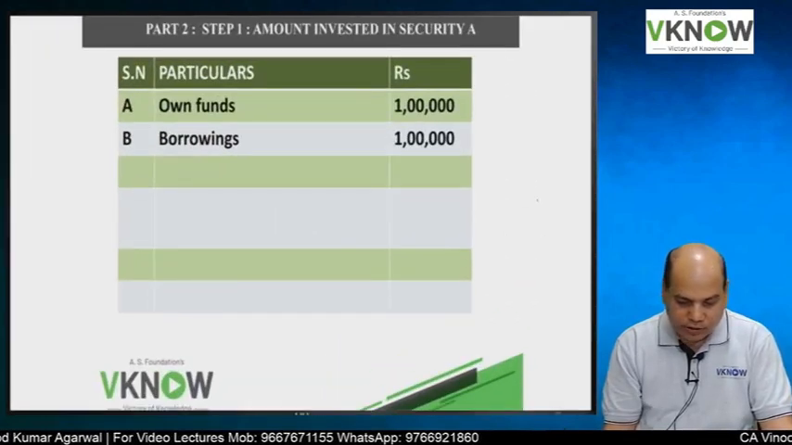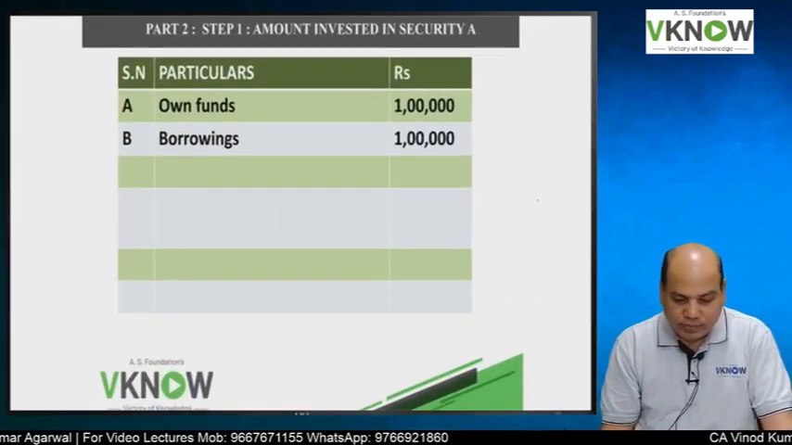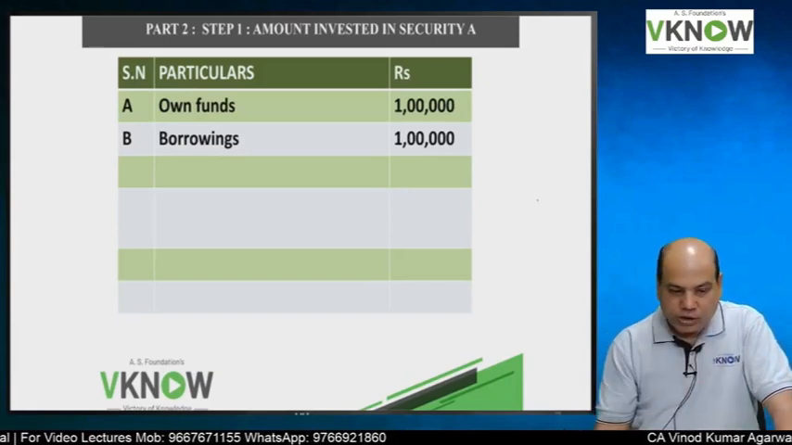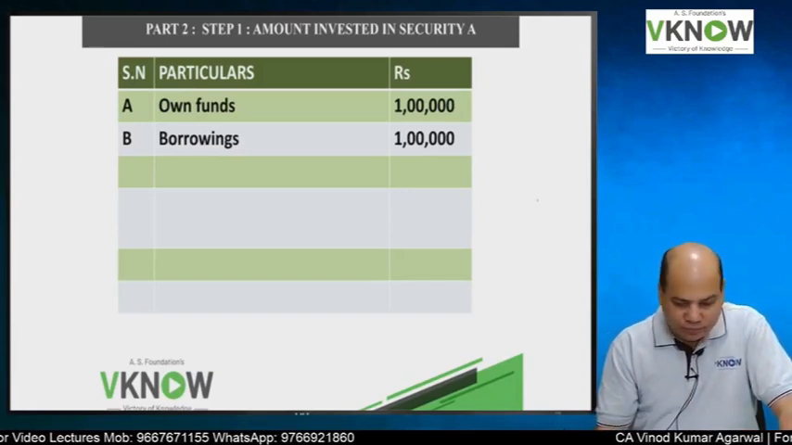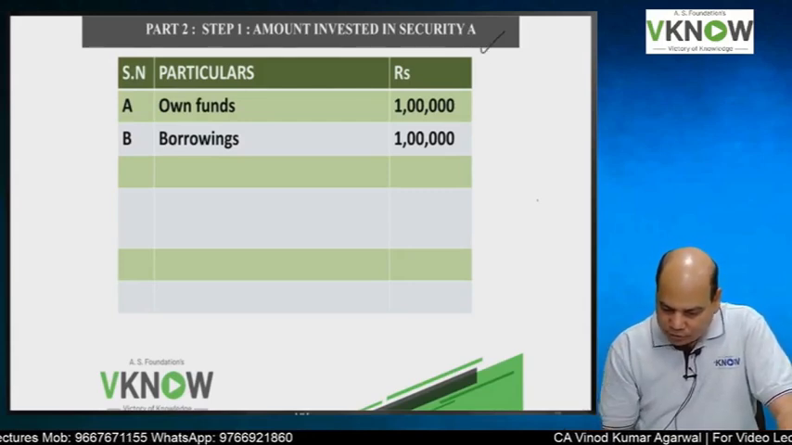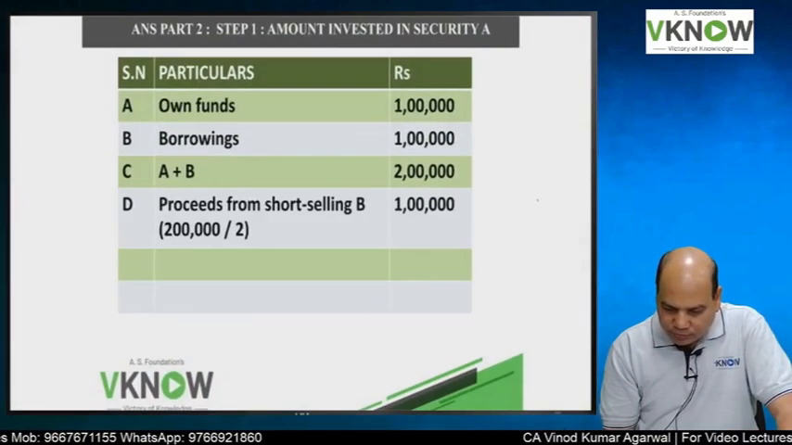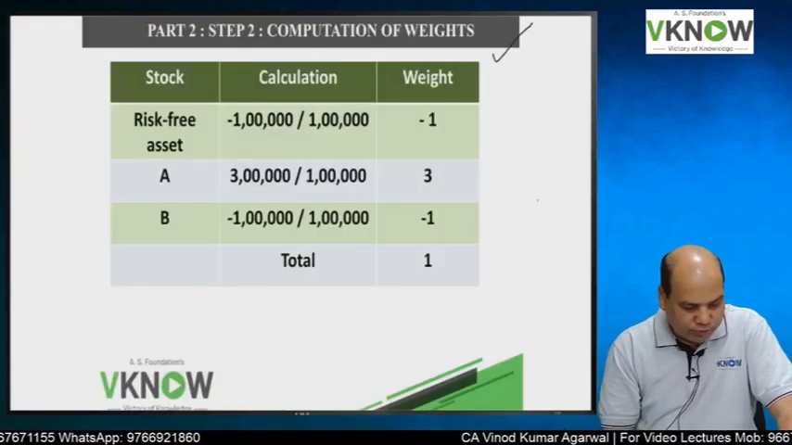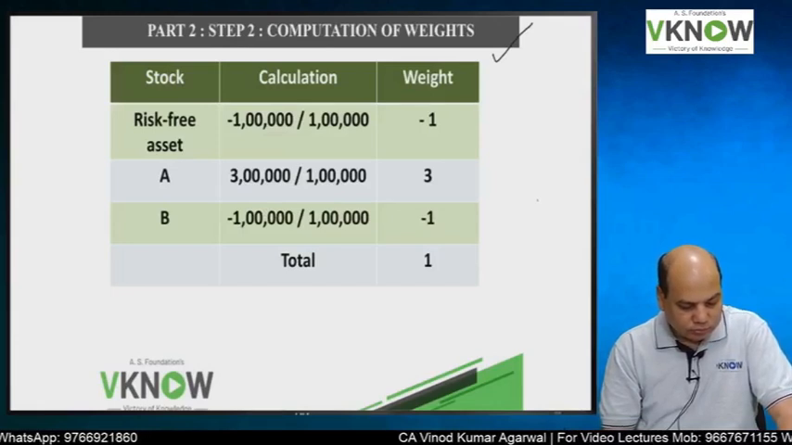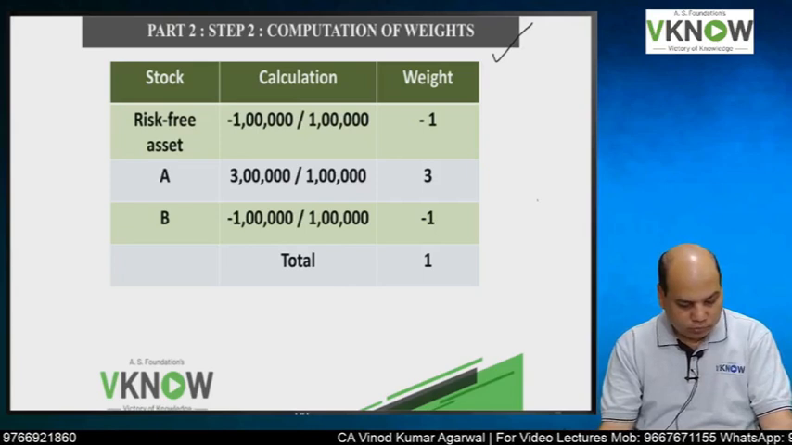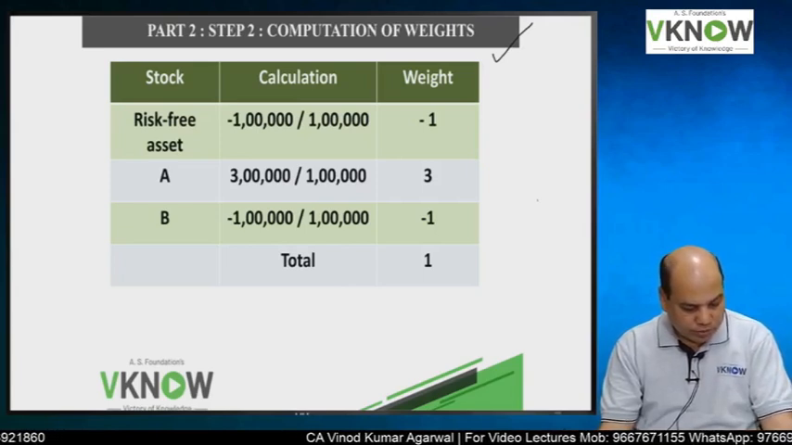Okay, now we'll give the weights. Next heading, write down amount invested in security A. In fact, this you don't need to write, we have already done. Just wait. Now next step, write down computation of weights.